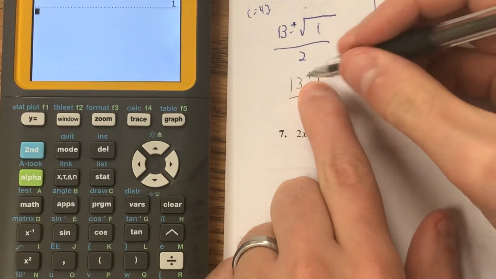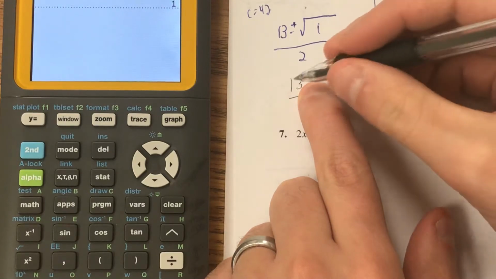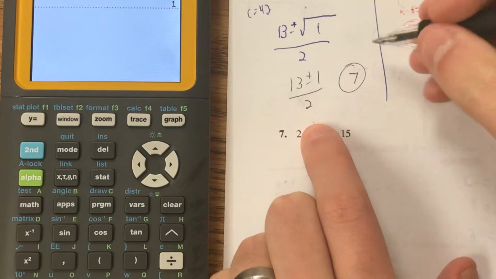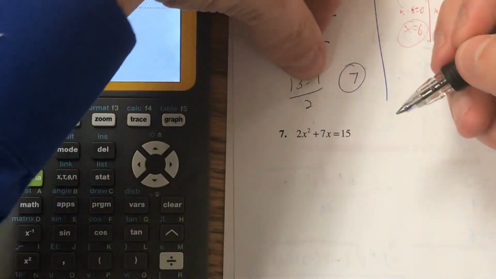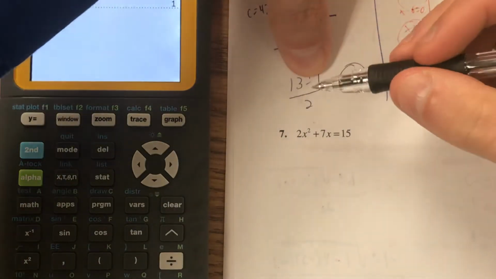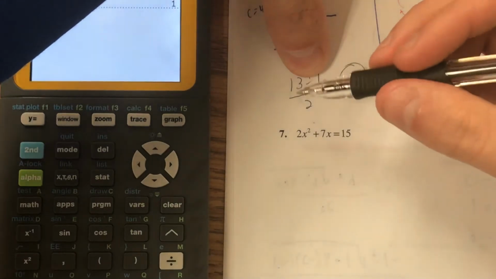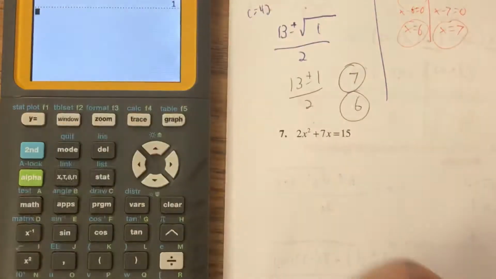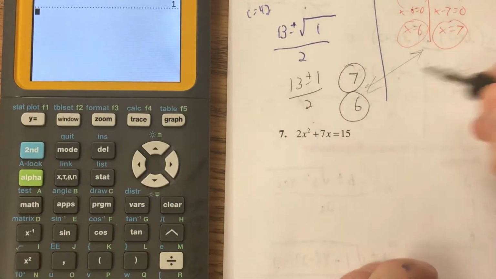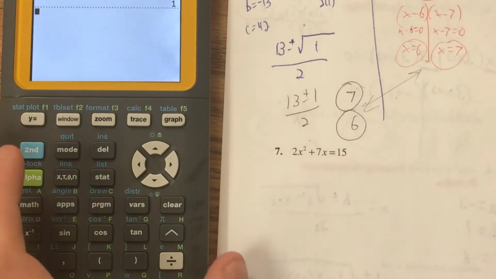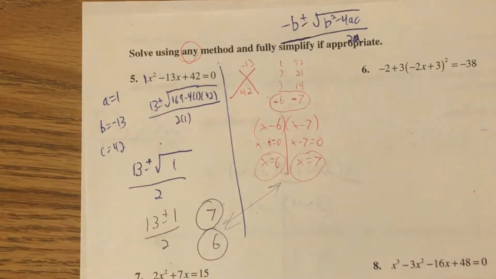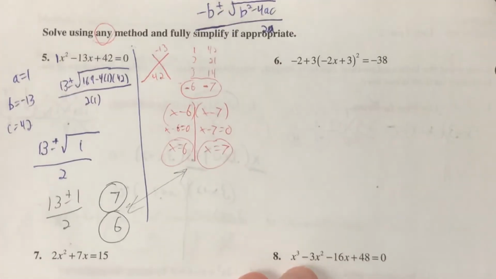13 plus 1 is 14. And 14 over 2 is 7. And you could also subtract. 13 minus 1 is 12. And 12 divided by 2 is 6. And look, what a coincidence. We got the exact same thing as before. It's not a coincidence. It's math. It works. Let's check out number 6.